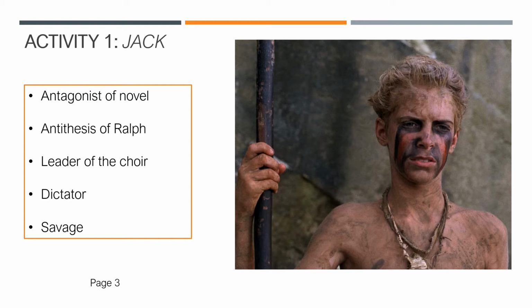As the novel progresses, Jack becomes increasingly savage and turns away from the morals and values of British society. He becomes a sort of dictator as he has complete control over the choir boys and is a cruel and evil leader. So use this time now to read through the information on page 3 and highlight any keywords or phrases as you are reading.